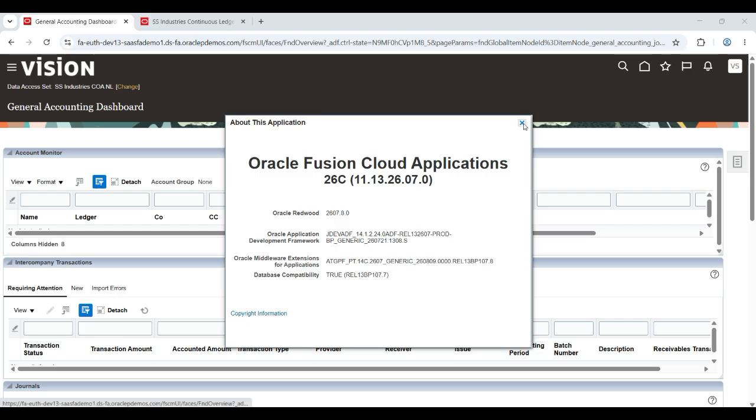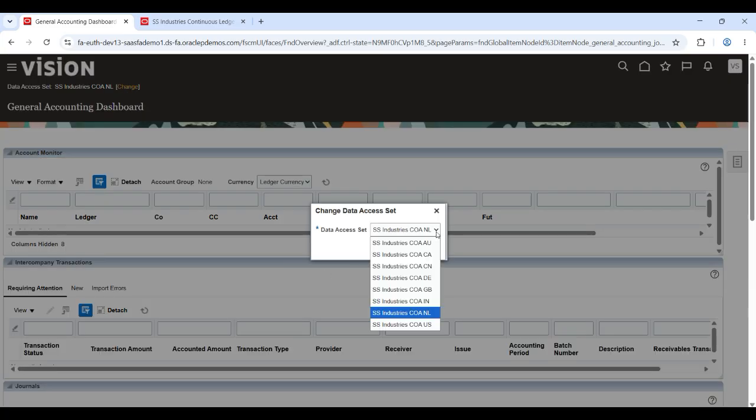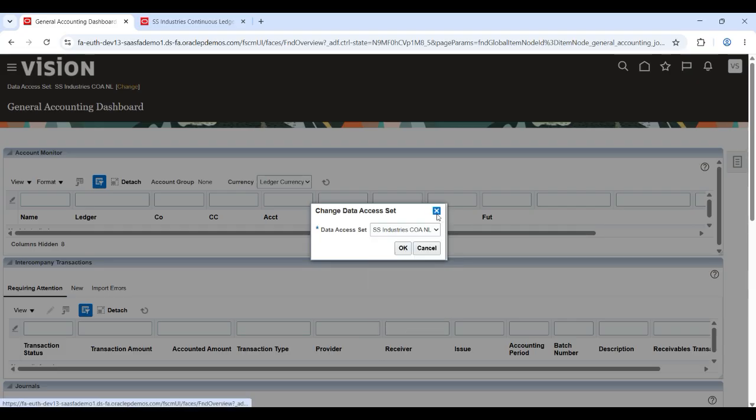These are the details of the created datasets. It has the following datasets such as SS Industries COAAU, SS Industries COACA, SS Industries COACN, SS Industries COADE, SS Industries COAGB, SS Industries COAIN, SS Industries COANL, SS Industries COAUS.